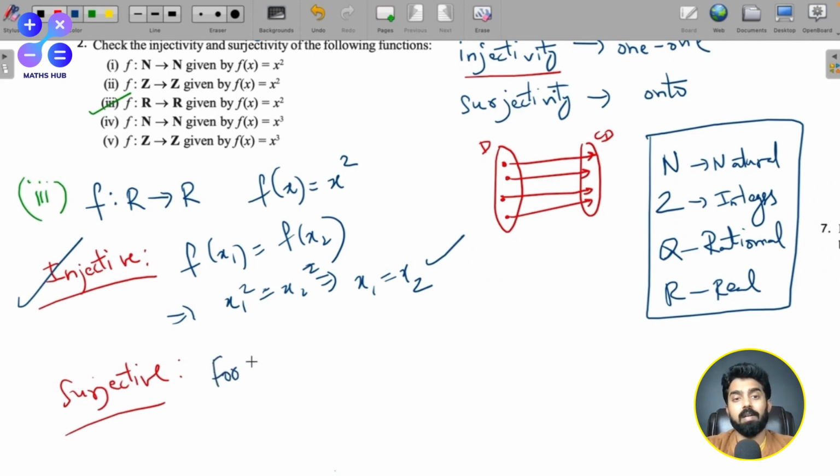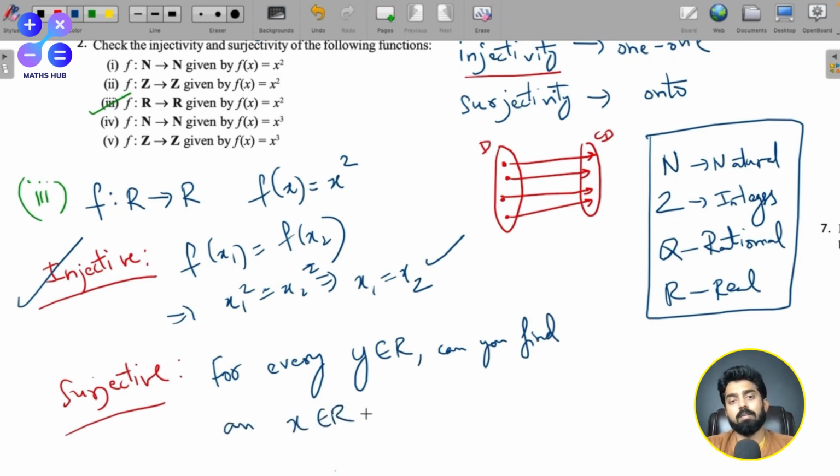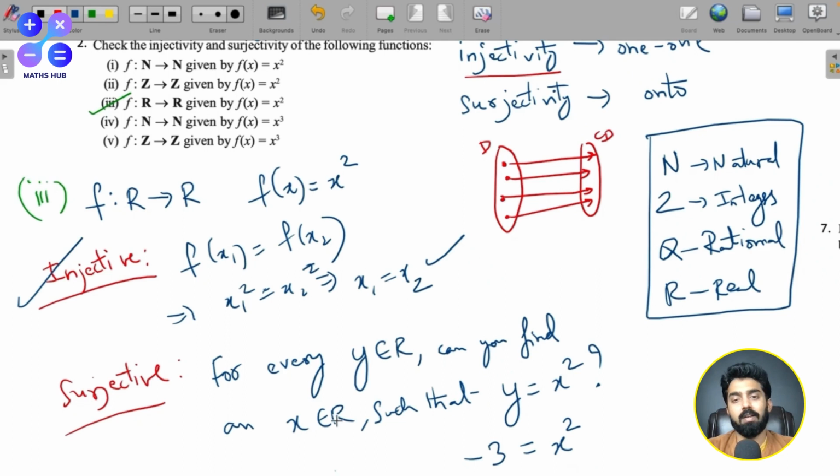So for every y that belongs to R, can you find an x that belongs to R such that y is equal to x square? Yes, right. So if a y is, let's say, -3, can you find a value of x which belongs to the real numbers, and you square it, you can get -3? You can't. You can do it for imaginary numbers, but not for real numbers. So even this is not surjective. So it is not onto.